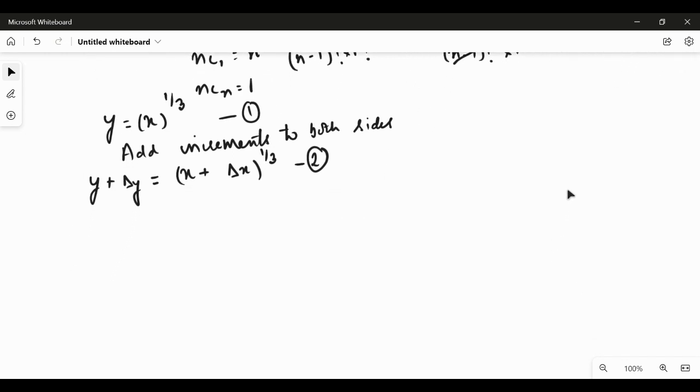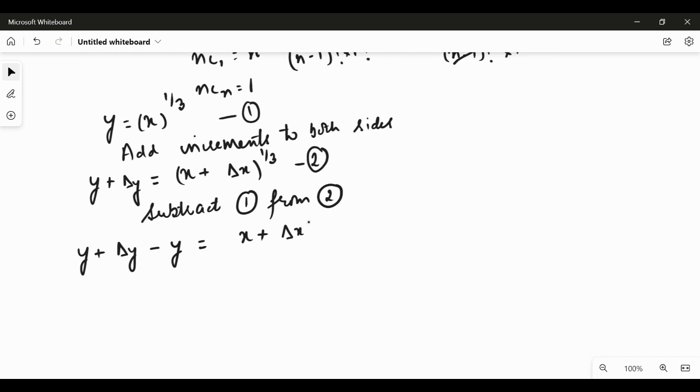Okay. So what is the next step? We have to subtract the two equations. Subtract equation number 1 from equation number 2. This gives me y + Δy − y = (x + Δx)^(1/3) − x^(1/3). Now see this. This is the case of (a + b)^n. So we will apply the same formula which I have just explained to you. Okay. So what will I get?